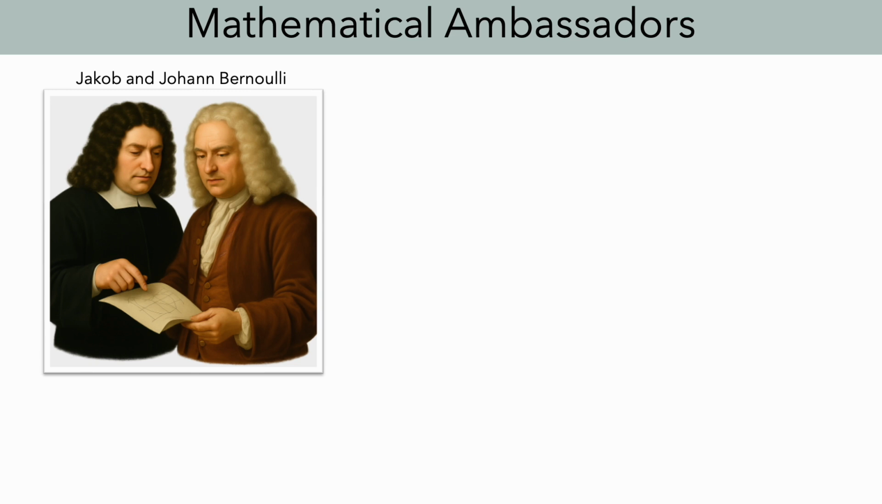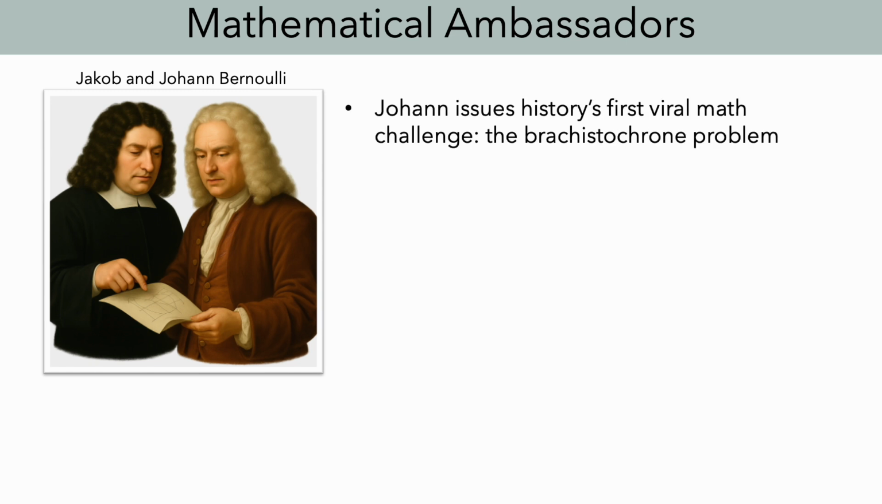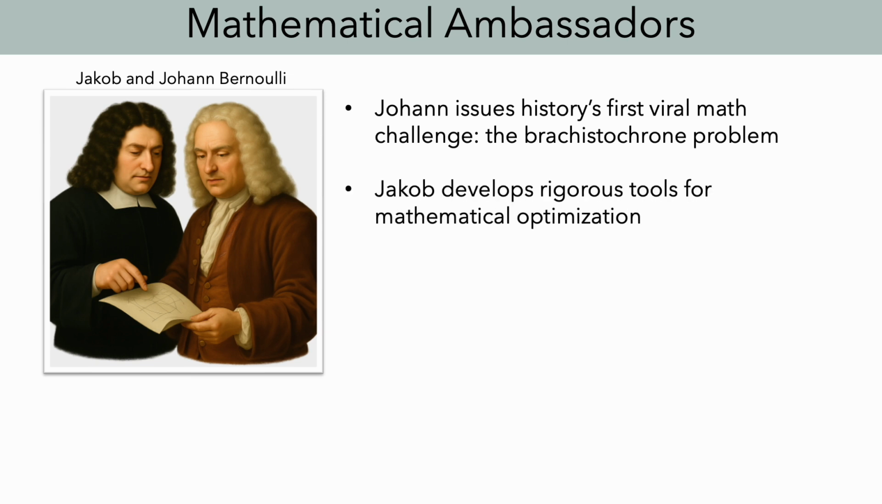The Bernoulli brothers became mathematical ambassadors for Leibniz's methods. They wanted to prove that Leibniz's approach could solve problems that had stumped mathematicians for centuries. In 1696, Johann would issue what might be history's first viral math challenge, the Brachistochrone problem, which we'll explore more in episode 4. Meanwhile, Jakob was developing rigorous tools for mathematical optimization. The Bernoulli brothers weren't just defending Leibniz's notation, they were about to show the world what it could actually accomplish.